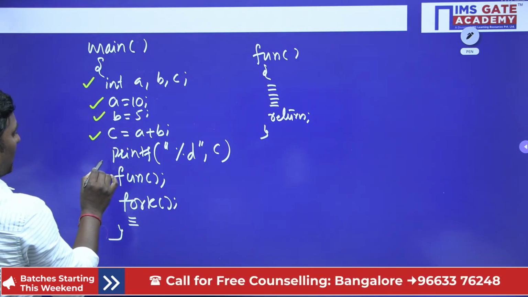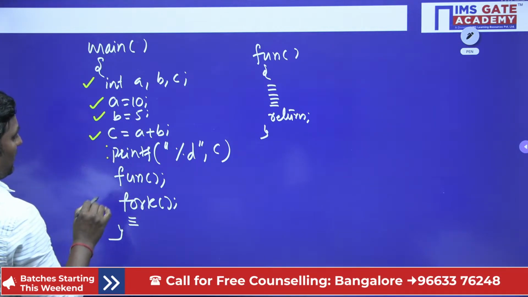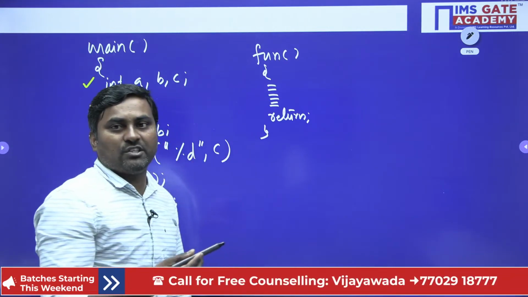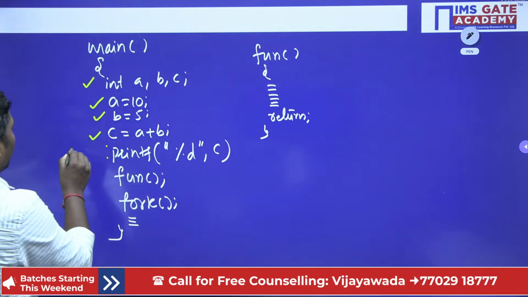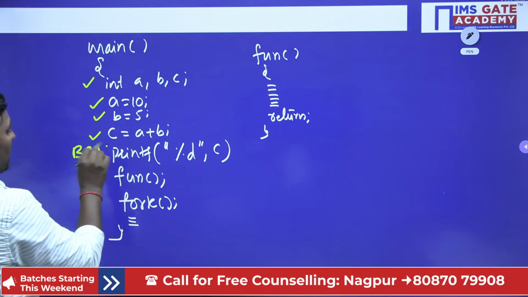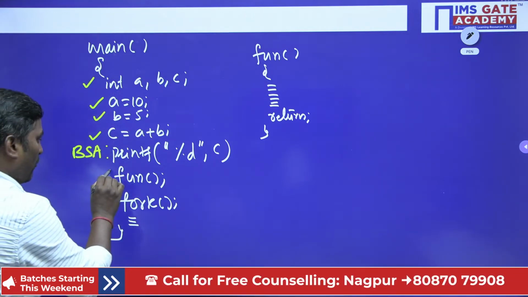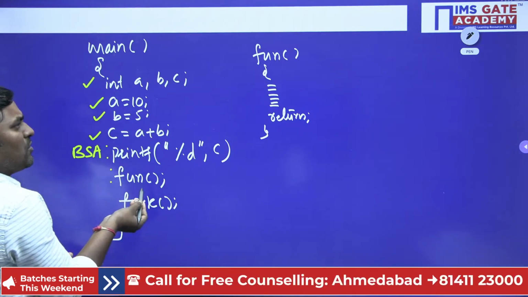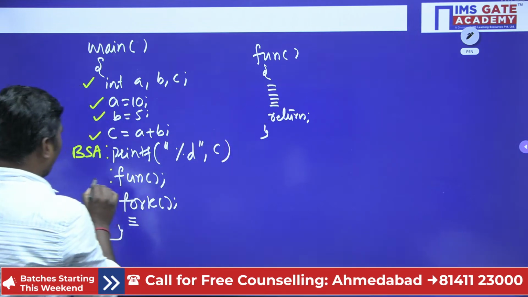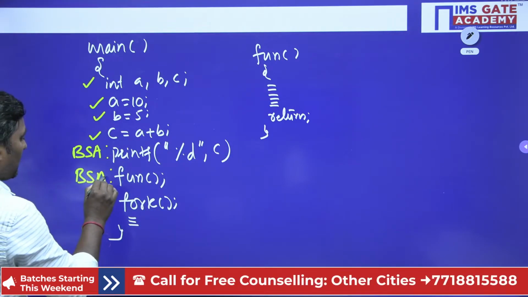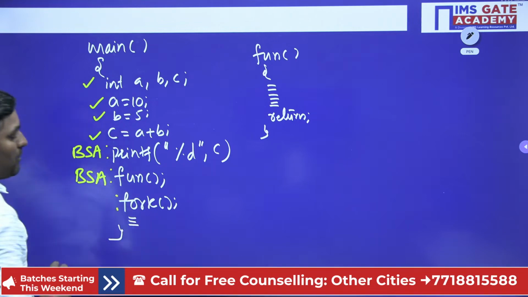Now see, at compile time, what I said: the printf. Printf is a predefined function, a library call, and it is replaced by BSA, branch save address. Yes or no? Because now the function is there, some function. So this function definition is available, right? So this is also replaced by BSA. Now see here, I mentioned fork.